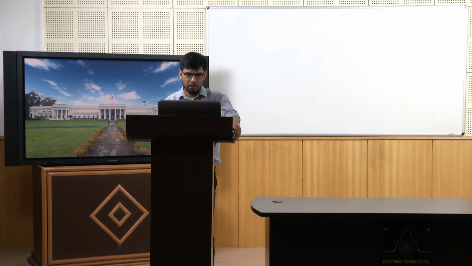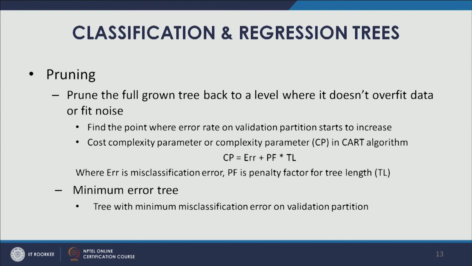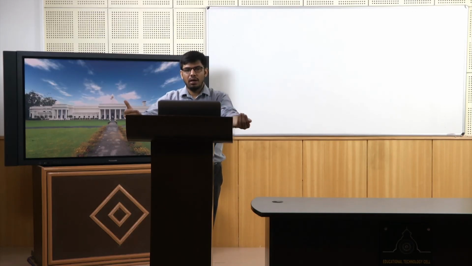A few other things in pruning. As we talked about, find the point where the error rate on the validation partition starts to increase. We construct the full grown tree using the training partition, and then prune it back using the validation partition. So, first we need to find out the point where the error rate on validation starts to increase. We can build the model using the training partition, then score the validation partition, check the error rate, and find out at which point the error rate starts to increase. That is the level till which we have to prune the tree.